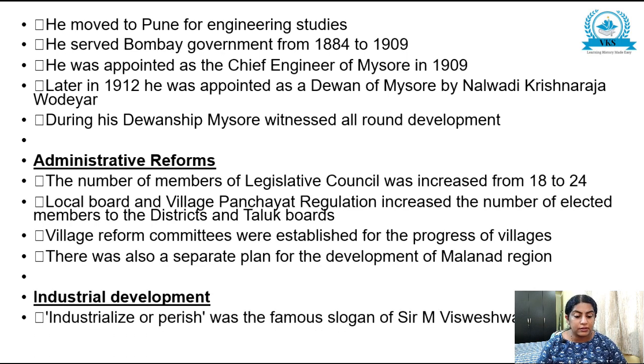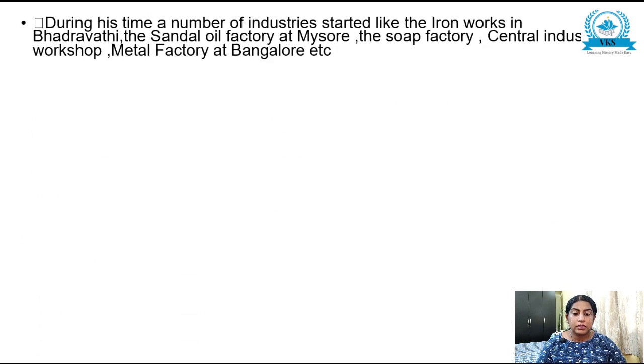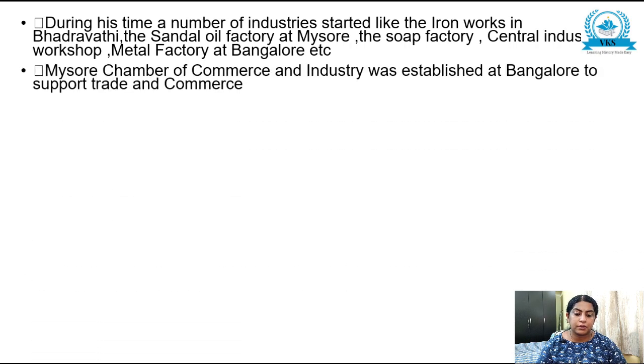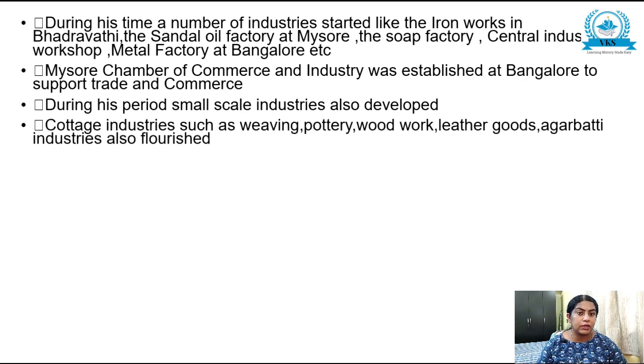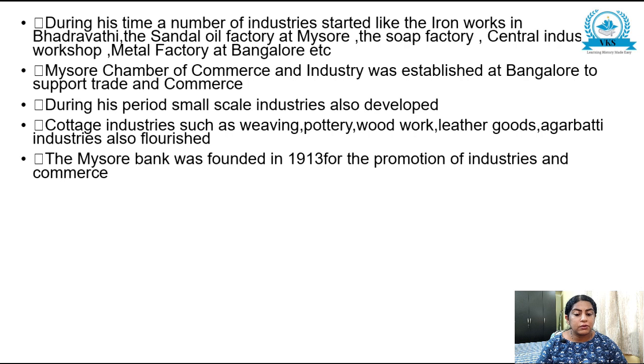Industrialize or perish was a famous slogan of Sir M Visweswariah. During his time, a number of industries were started like iron works in Bhadravati, sandal oil factory at Mysore, soap factory, central industrial workshop, metal factory at Bangalore, etc. Mysore Chamber of Commerce and Industry was established at Bangalore to support trade and commerce. During his period, small-scale industries also developed, and cottage industries such as weaving, pottery, woodwork, leather goods, agarbatti also flourished. The Mysore Bank was founded in 1913 for the promotion of industries and commerce, and all these were his contribution to the development of industries.